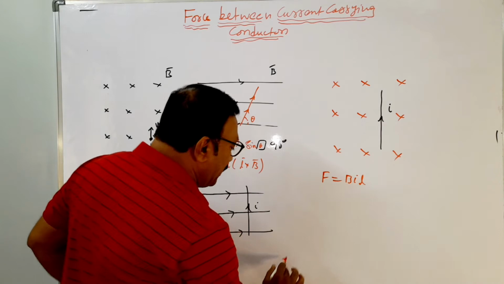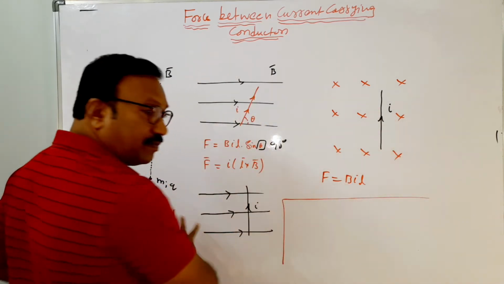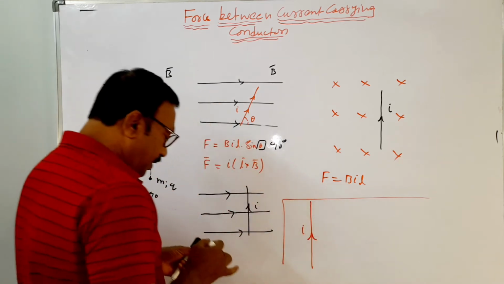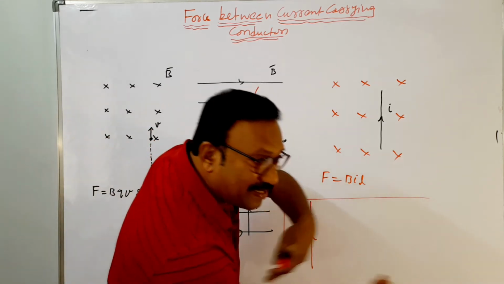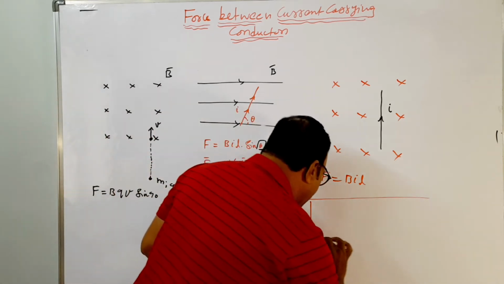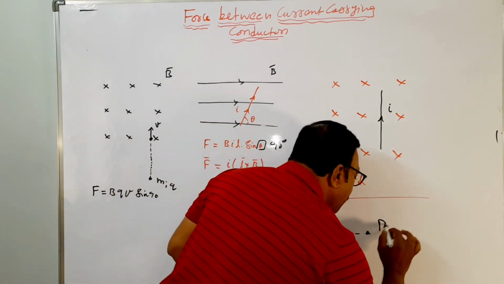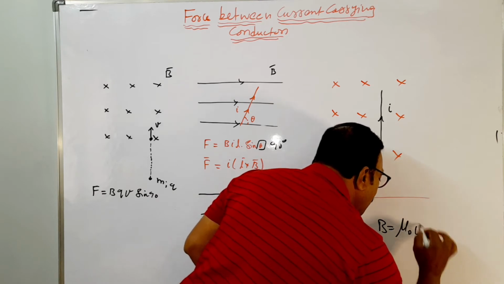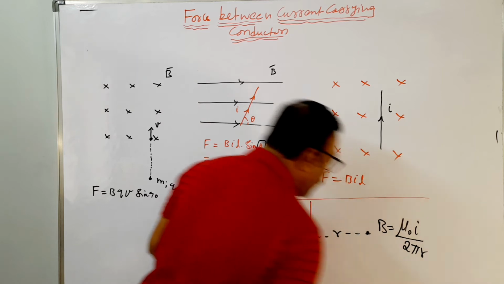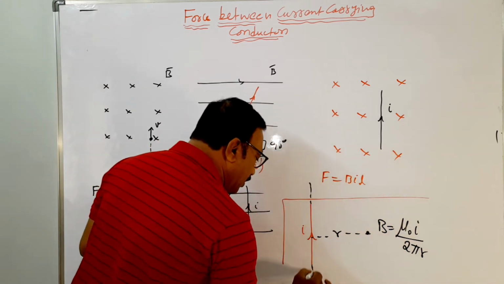Now, forget about all this. There is a current carrying conductor here. A current carrying conductor produces magnetic field around it. So, at a distance r, the magnetic field is given by B is equal to mu naught I by 2 pi r. This is taking an infinitely long conductor.